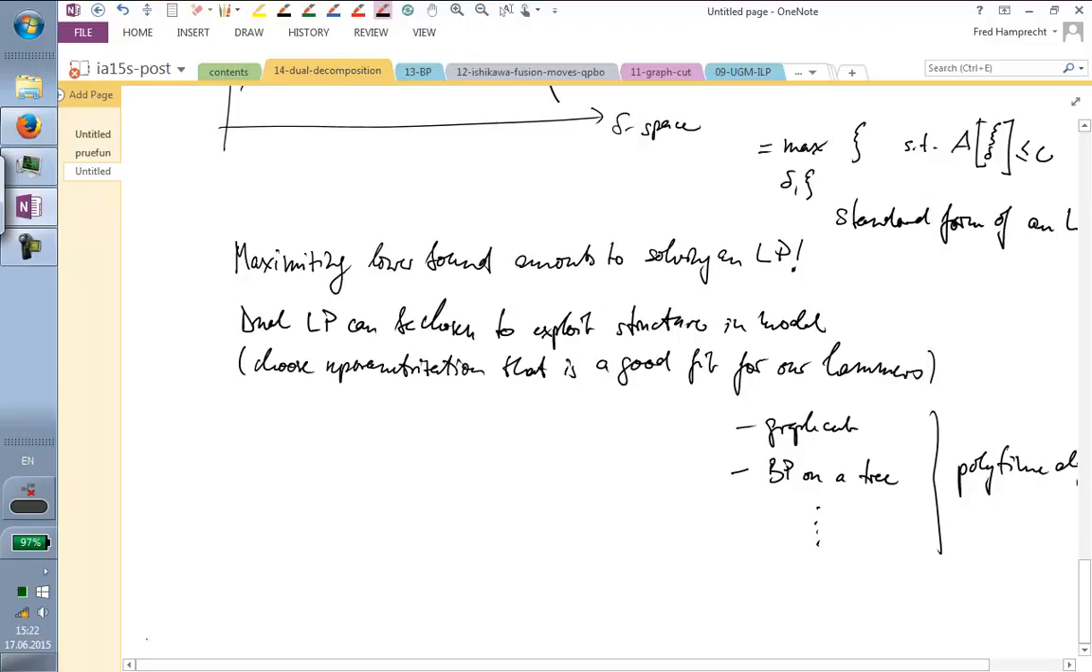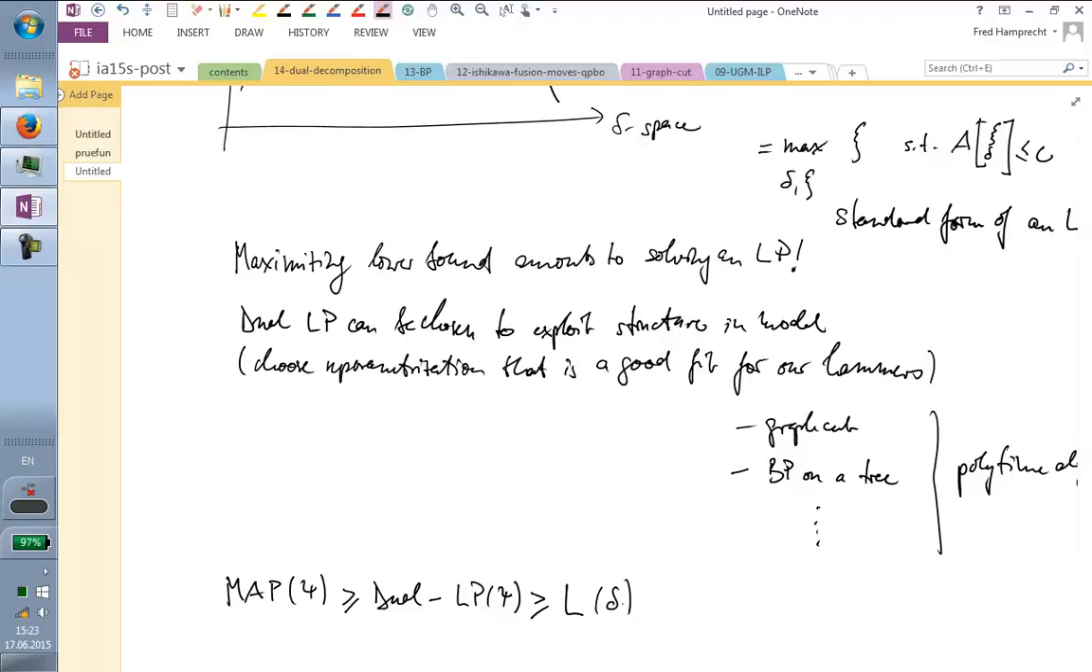Because we solve a relaxation, we lower bound the MAP solution, and this function, this Lagrangian, is a function that we want to maximize. Okay, now how do we maximize it?